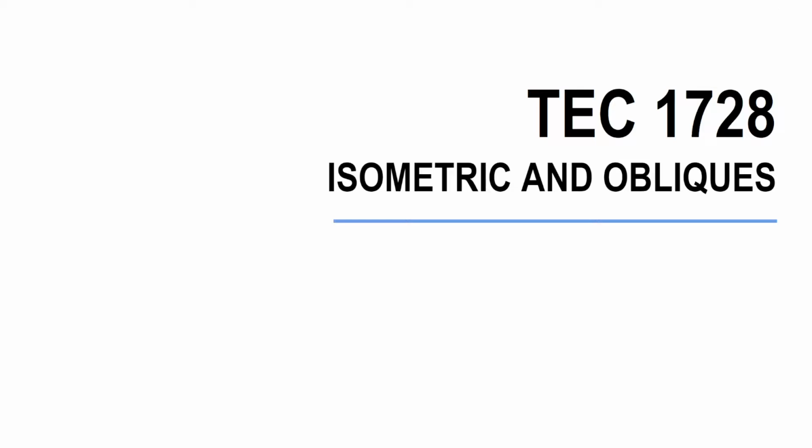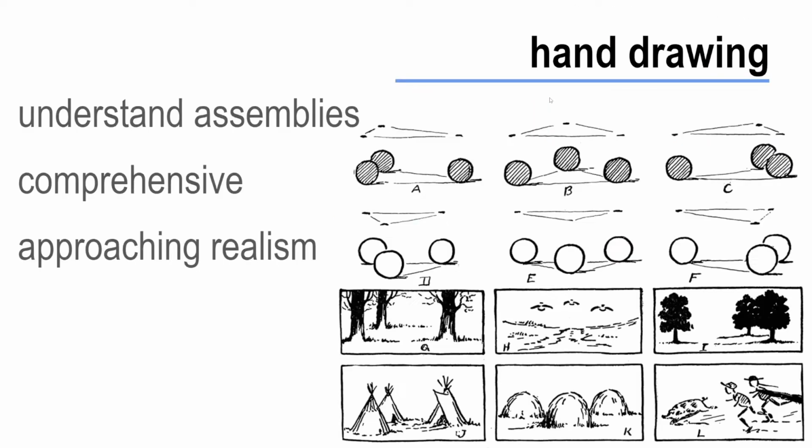So in this lecture, we're going to focus on two different styles of 3D drawing techniques. We're going to cover 3 different styles in this course. So next week we're going to focus on the last style, which is perspective, but in this one we're going to focus on isometrics and obliques. And isometrics are considered part of the axonometric drawing family.